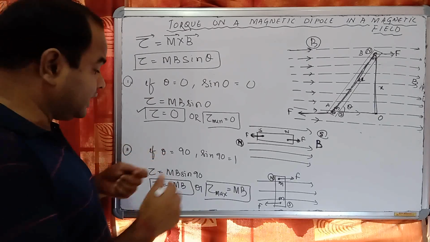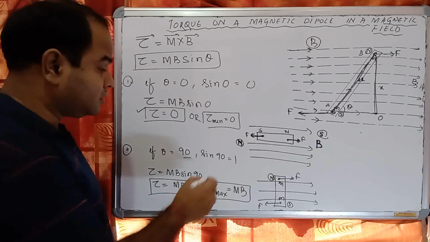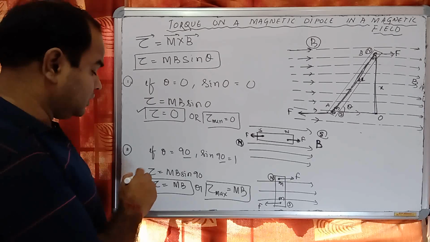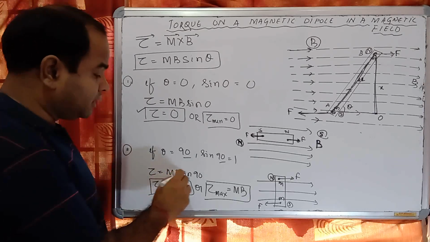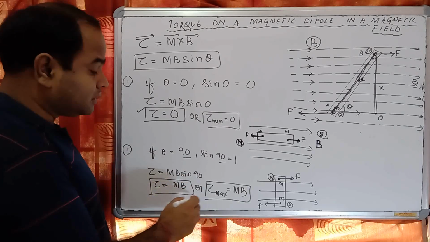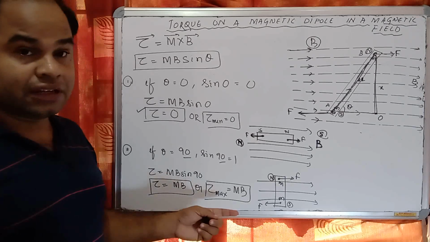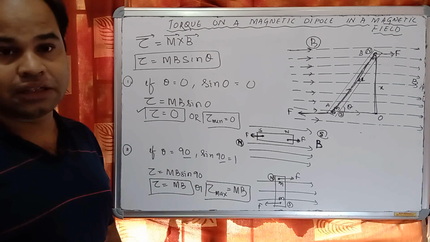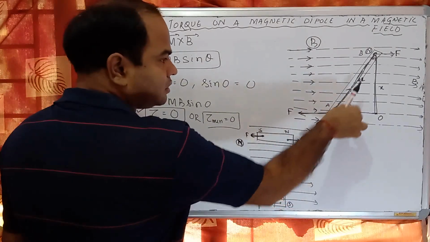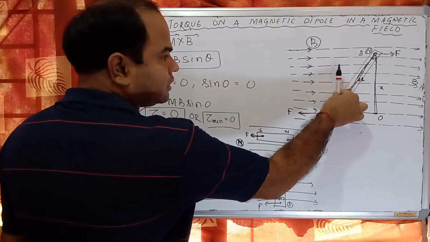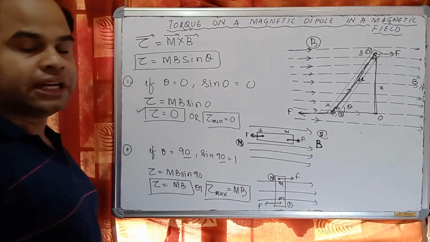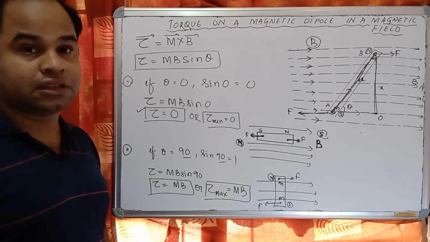If theta is 90, sin 90 is 1. Then torque tau is equal to mB sin 90, or sin 90 is 1, so tau is equal to mB. So we can say torque is maximum when theta is equal to 90 degrees. So this is my bar magnet, the angle is like this. In this position the torque acting on the bar magnet is maximum.